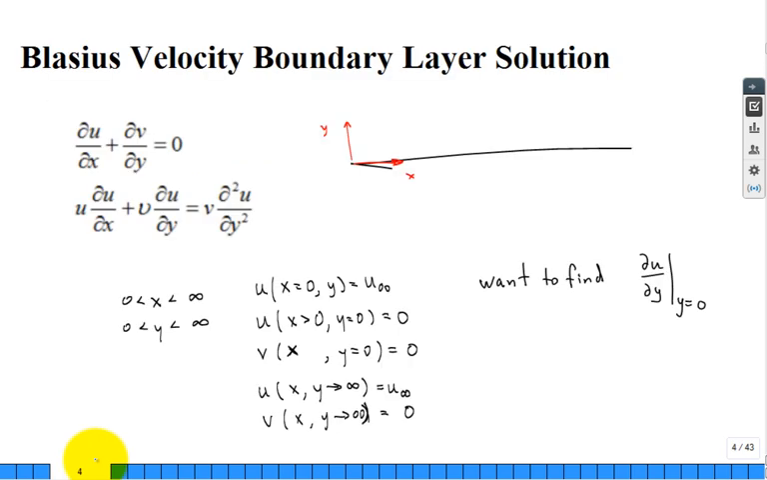Well, we need to jump into this. The Blasius velocity boundary layer solution. This is the name of an individual over 100 years ago. Did this work? Who's heard of Blasius out of fluid mechanics? Yeah, a couple of you. Good. So this is just a review.